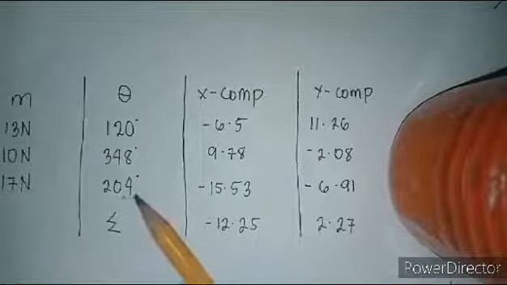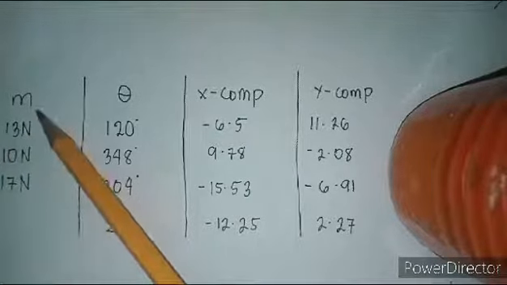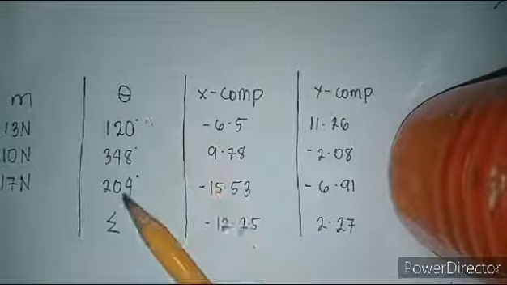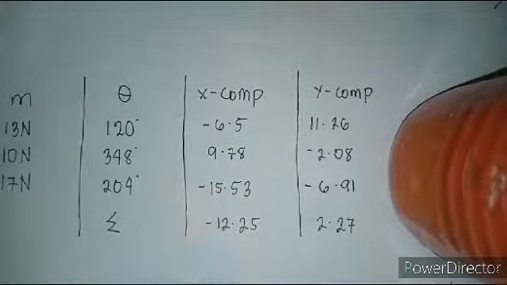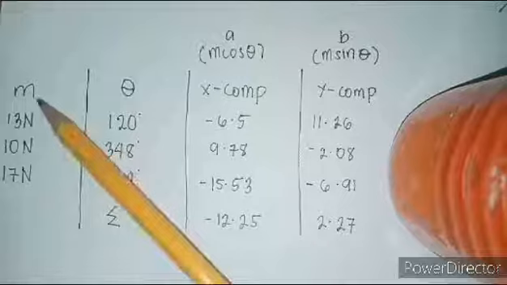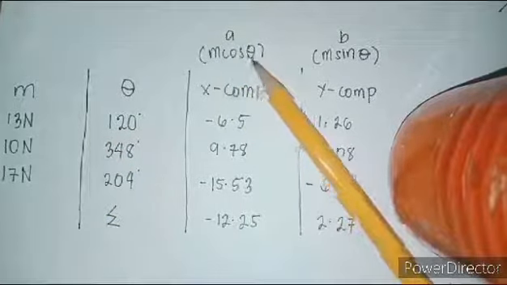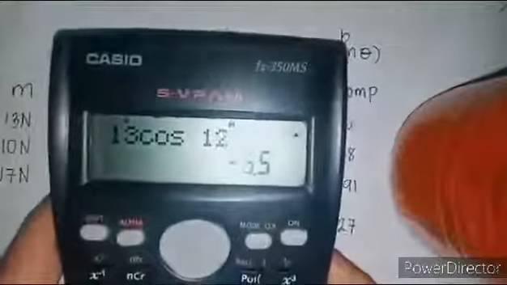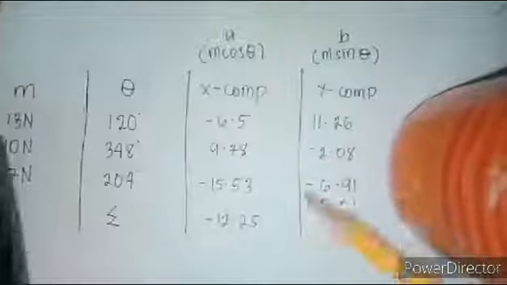So now this is our table. The m is the magnitude, which is already given. The theta is the angle we got from the graph. Now we're going to get the x and y components. To get the x component, we multiply the magnitude m by cosine theta. So we have here 13 newtons cos 120 degrees, and we got negative 6.5. So here it is.